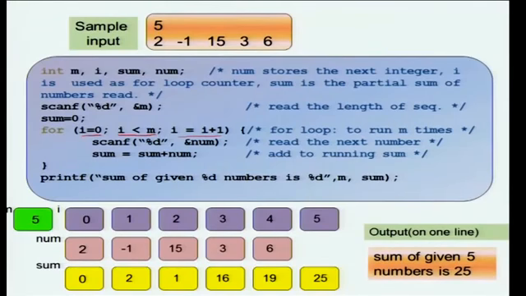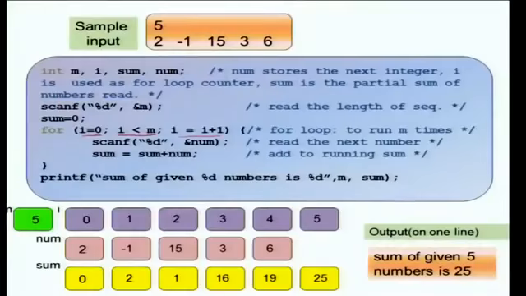So the printf will come out on one line. It will say that the sum of given 5 numbers is 25. So what I'll recommend is write the same program using a while loop and a for loop, and see how you can easily go from while to for and for to while.